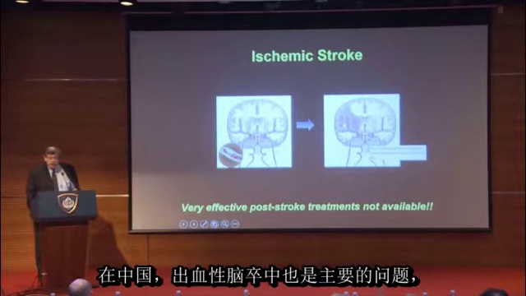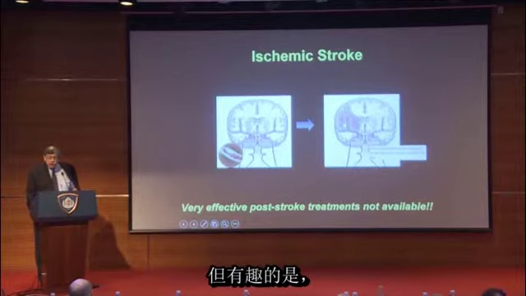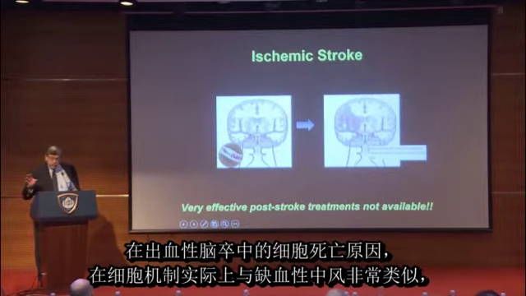In China, you also have hemorrhagic stroke as a major cause. But the interesting thing is, and we can maybe talk about this later, the causes of cell death in hemorrhagic stroke, the cellular mechanisms, are actually quite similar to ischemic stroke.